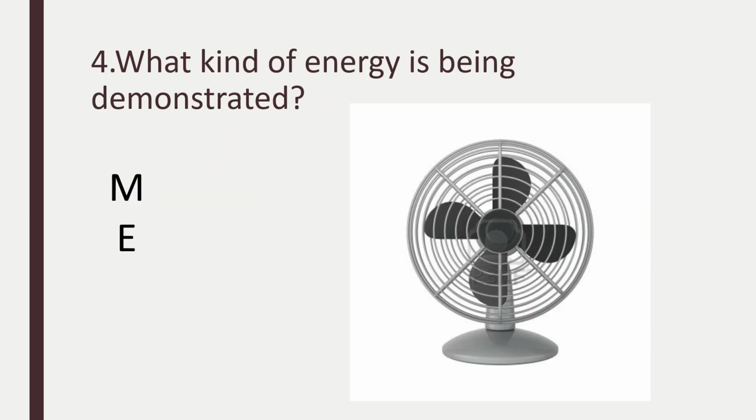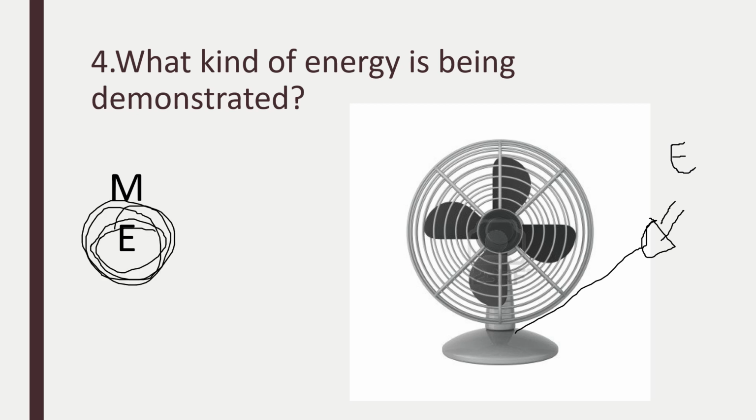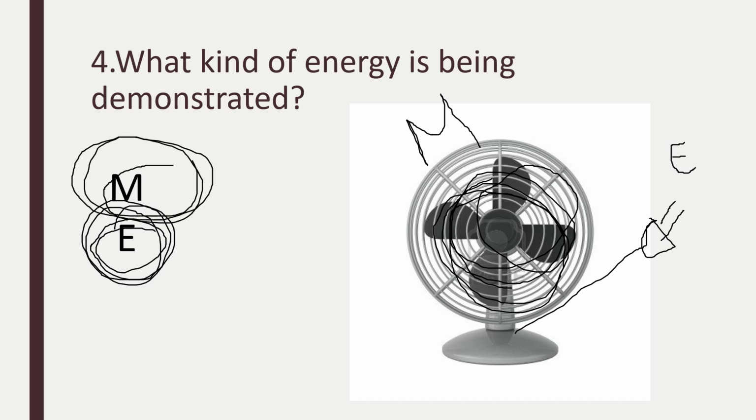What kind of energy is being demonstrated here? Well, I know that in order for this fan to work, it needs to be connected to an outlet. That's why the first energy that it needs in order to work is electrical energy. Once the electricity flows, it'll make the fan blades move and create air. And the movement of the blades is considered mechanical energy.